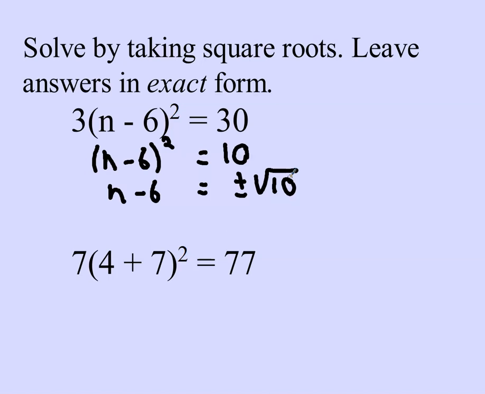Okay. Now, how do we undo subtracting 6? You add 6. So we'll write n equals positive and negative square root 10 plus 6. Make sure you're careful that you don't put a plus 6 underneath the square root sign. You get the plus 6 is outside there.